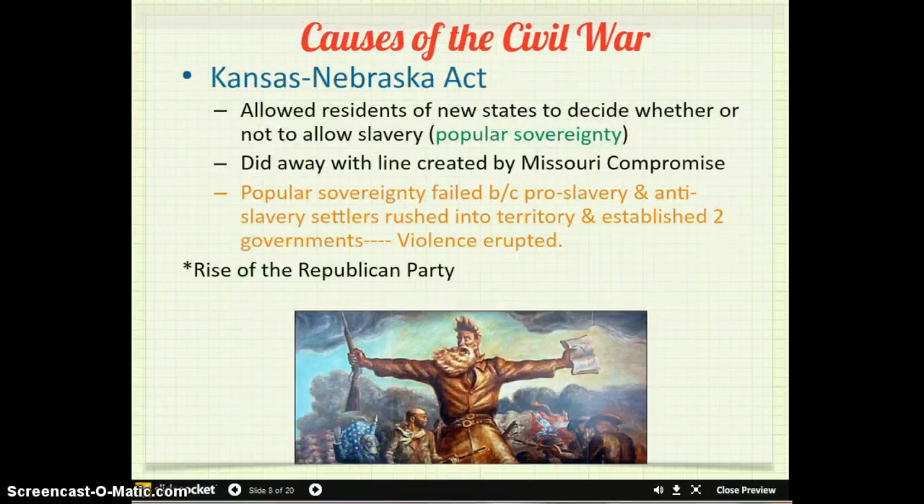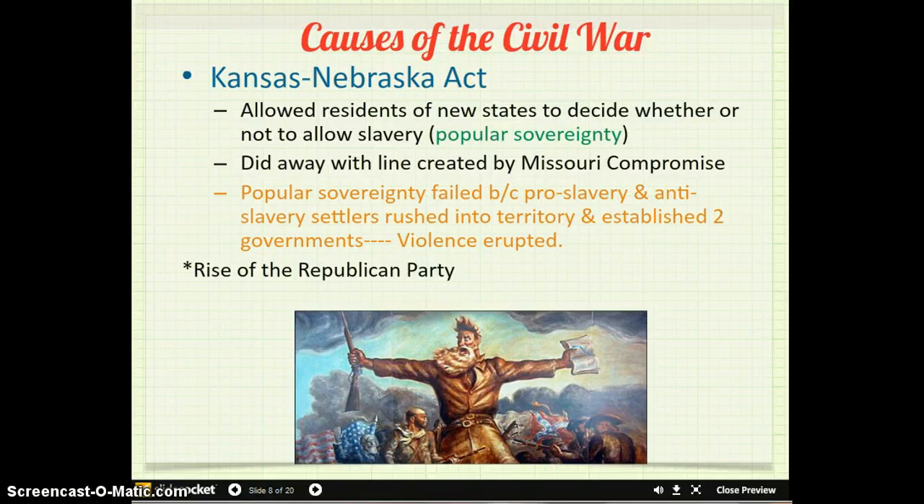As mentioned in the previous slide, the Compromise of 1850 established popular sovereignty. The next cause, the Kansas-Nebraska Act, is going to allow residents of new states to decide whether or not to allow slavery. So this is the actual carrying out of popular sovereignty.